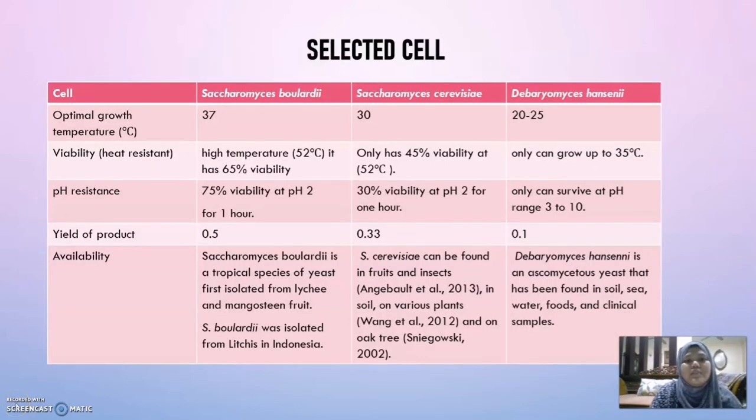Selected cells. This table shows the comparison between Saccharomyces boulardii, Saccharomyces cerevisiae, and Debaryomyces hansenii. Based on this table, Saccharomyces boulardii is the most suitable yeast cell to use in the production of probiotics because it has an optimal growth temperature of 37 degrees Celsius, which is almost the same as human body temperature. It also has the highest resistance to heat and low pH, and the highest yield of product compared to the other two yeast cells.